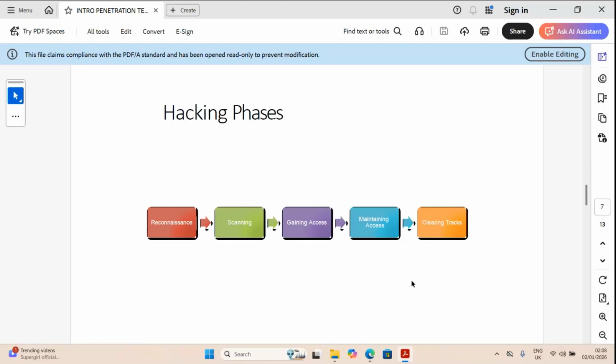We have what we call the hacking cycle. For you to actually penetrate into a system, these are the phases that you need to follow. The first one is reconnaissance. The second one is you scan the network. After you scan the network, we normally scan the network to get some kind of information.